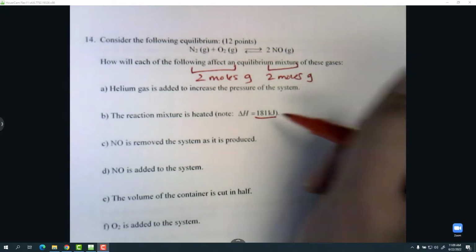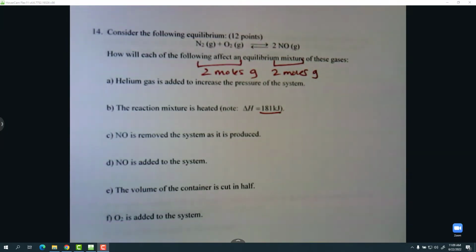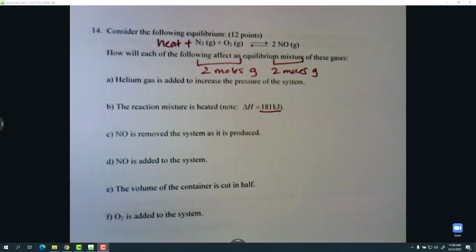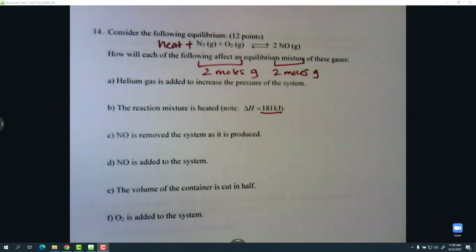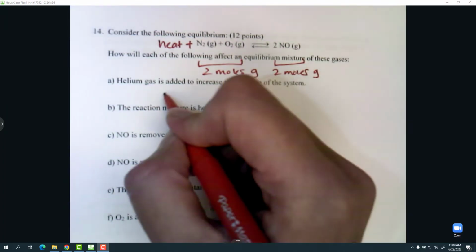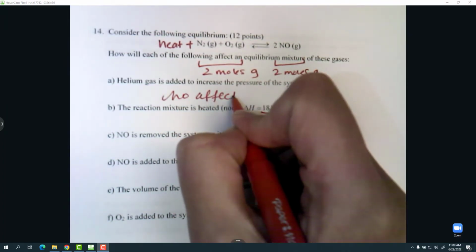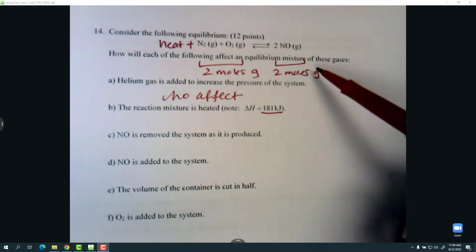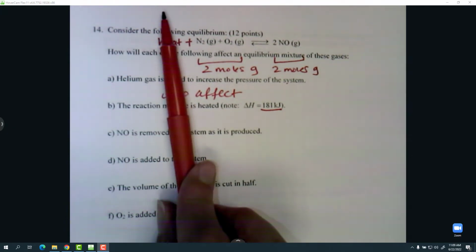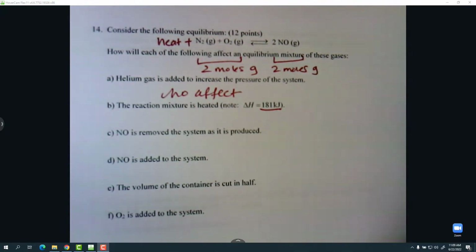And then also I'll just go ahead and cheat and look ahead a little bit here and see what my delta H is. It's positive, so that means it's endothermic. So I'm going to write heat in right now on the reactant side since it's an endothermic reaction. All right, so let's see what we got. Helium is added to increase the pressure of the system. No effect, right? And the no effect is because they have the same number of moles of gas on each side. The reaction mixture is heated, all right, and we already wrote where heat should go, so I increase the reactants. I'm going to shift to the products.